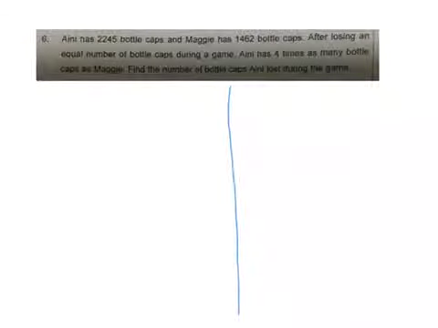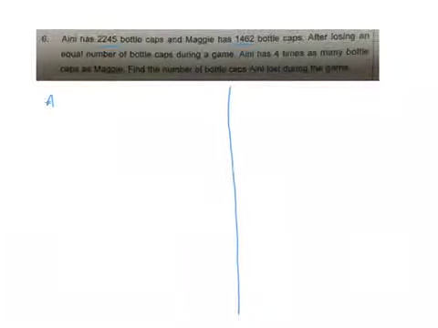I'll be going through question 6, 7, and 8 in this video. Question 6: Aini has 2,245 bottle caps. Maggie has 1,462 bottle caps. Now we are looking at two different people. They have different numbers of bottle caps. So what we can do first is draw a simple comparison model.